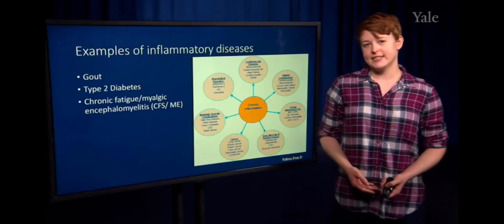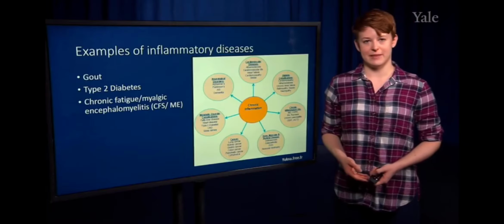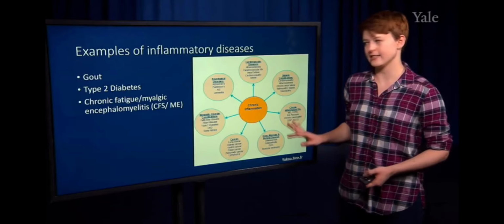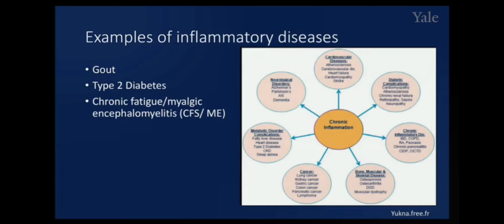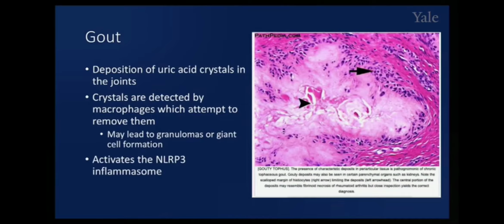So there are many examples of inflammatory diseases. This is just a chart summarizing a few from different systems of the body, but we're going to be talking about a few specific examples. In particular, gout, type 2 diabetes, and chronic fatigue syndrome, or myalgic encephalomyelitis, which I'll be calling CFS. So our first example is gout.